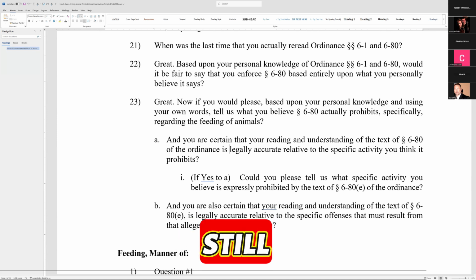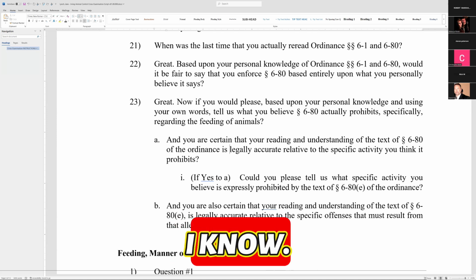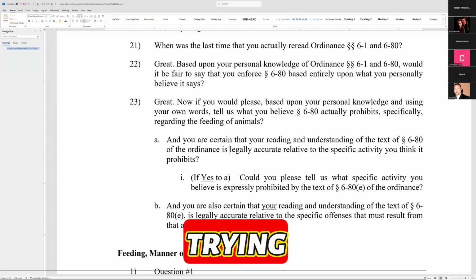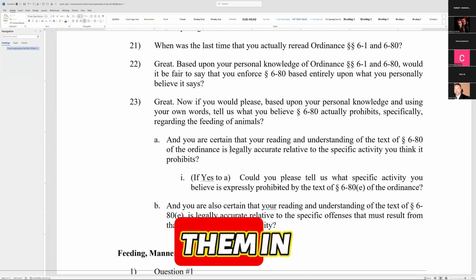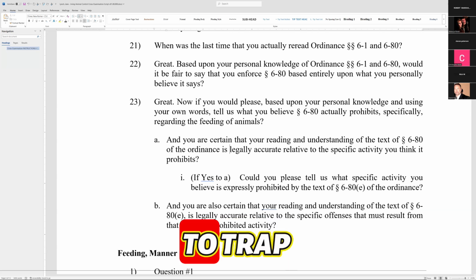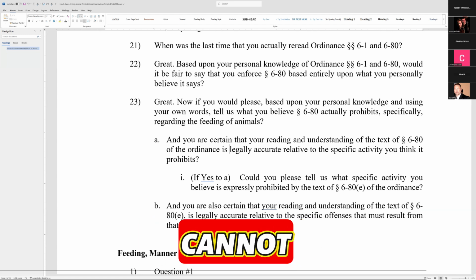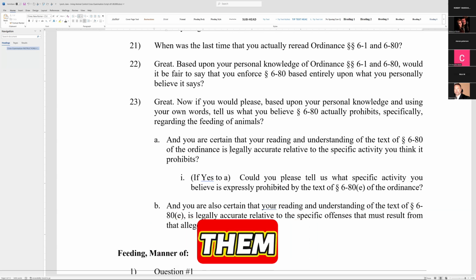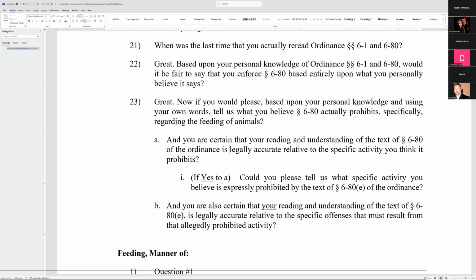Well, you are still missing the whole point. Okay, I know. You're just trying to get me to think outside the box or whatever. No, I'm trying to think you in a manner that keeps them in a box. The whole idea is to trap them into something they cannot extricate themselves from. Okay? And prevents them from proving their case.